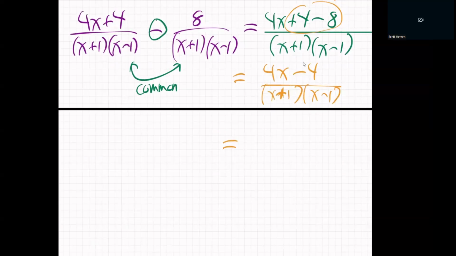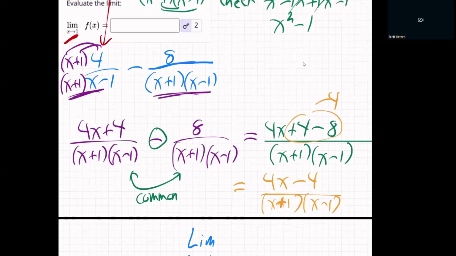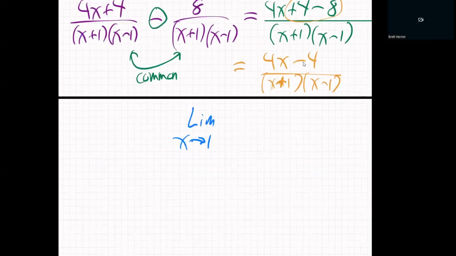Oh, by the way, I think I long ago forgot the limit in the front. What was the limit? It was x goes to 1, wasn't it? Problems are going long. Yeah, limit as x goes to 1 of 4x minus 4 over x plus 1, x minus 1. Now, what am I going to do with this right here?